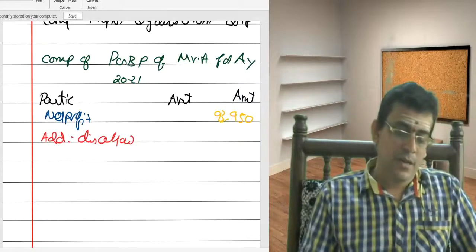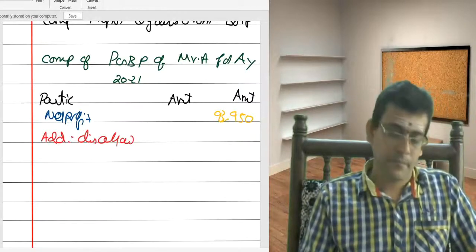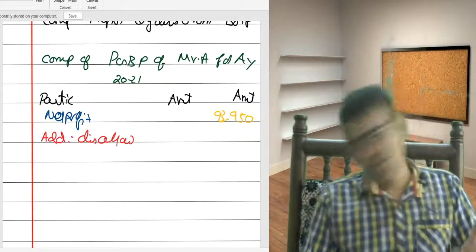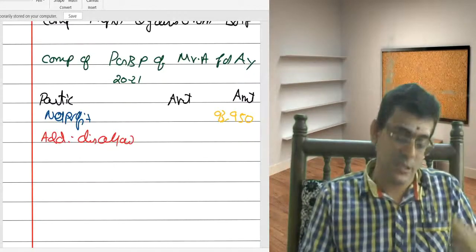What is given? Repairs on building 1,30,000. Is that allowed as reduction? Yes, it is allowed as reduction. Under which section? Section 30.